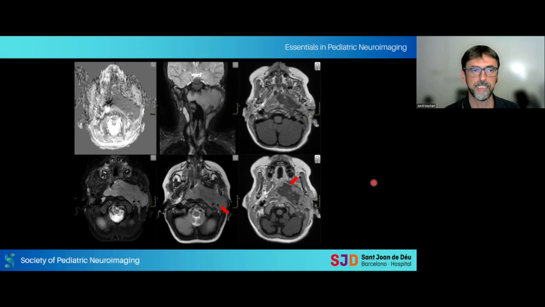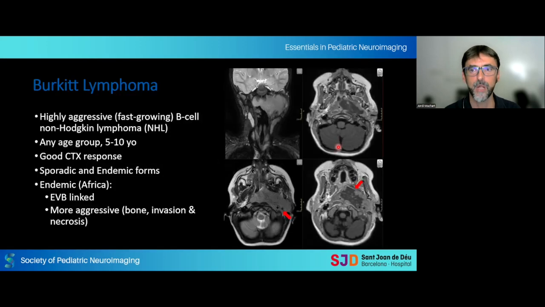With MRI, you can see that there is low ADC, and with contrast we can see central hypoperfused areas related to rapid tumor growth. So this is something to worry about, and this is one of the fastest growing tumors that we have. It can double its size in just 24 to 48 hours. This is a Burkitt lymphoma.